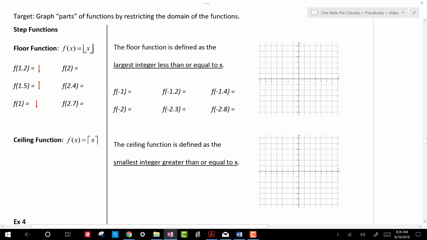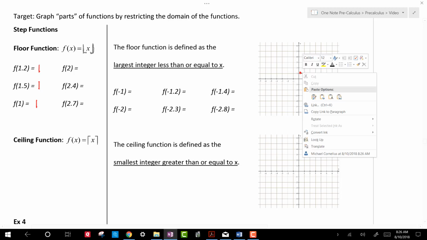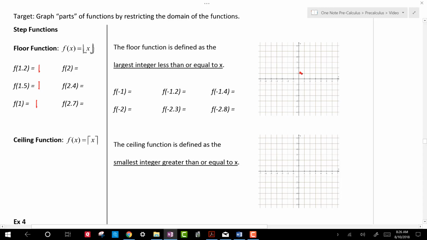So I'm going to graph these 3 points just to kind of show you what this looks like. At 1.2, I'm at 1. At 1.5, I'm at 1. And at 1, I'm at 1. All right? But guess what? If I were to do 0, f of 0 would equal 0. So that point would actually be down here.